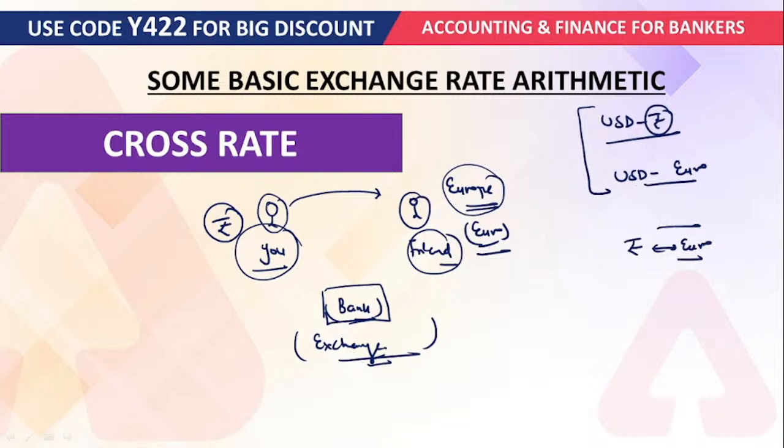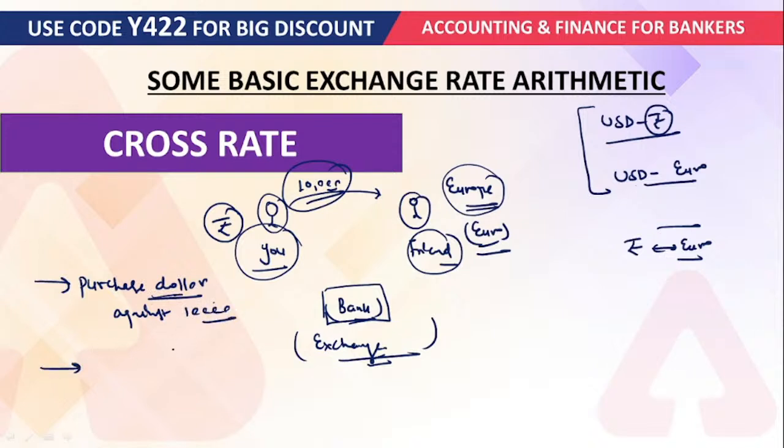So the first thing that you are going to do is purchase the dollar. Suppose that you want to send the money of 10,000 rupees. So you have to purchase dollar against this 10,000 rupees. So that is your first process.